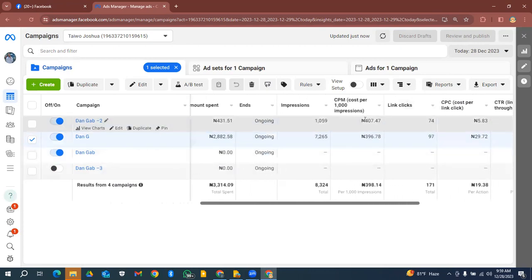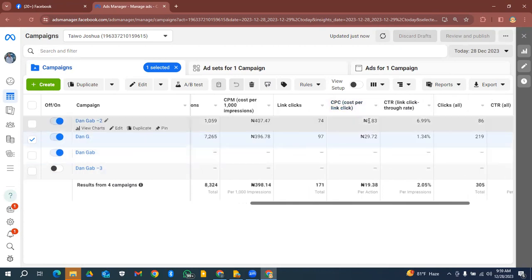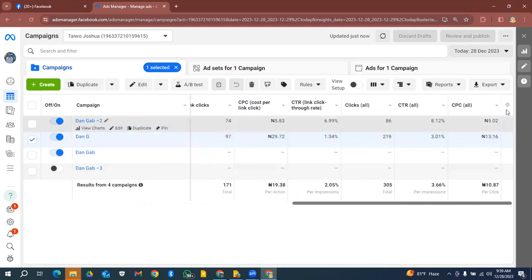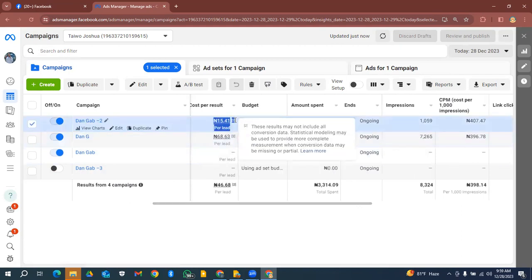Look at our CPMs. These are very, very low. This is cost per link click. Don't worry about this one for now. Where is CPC all? Good. You can see our CPC all here, 5 naira. This is why we can have very, very amazing results of just 15.41 naira per lead, right?